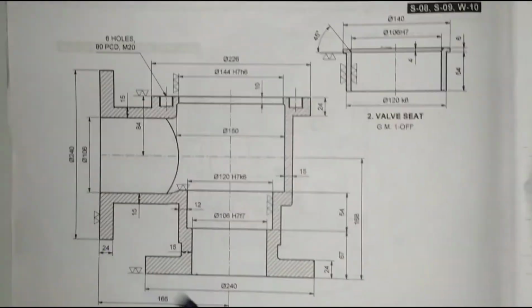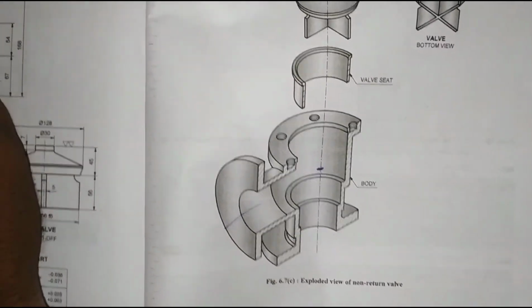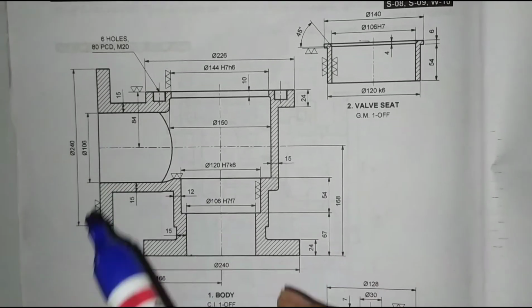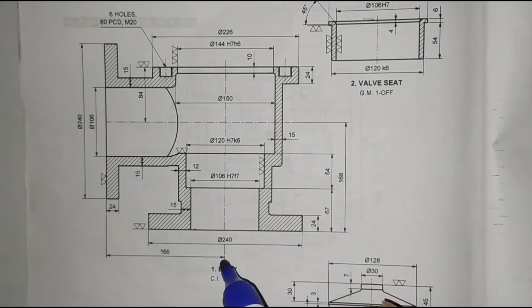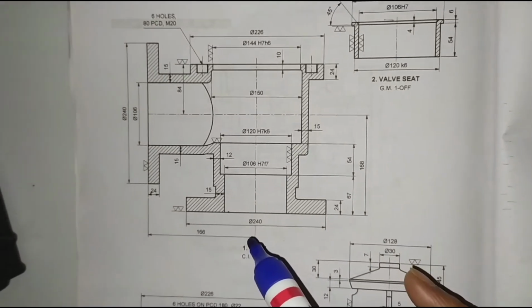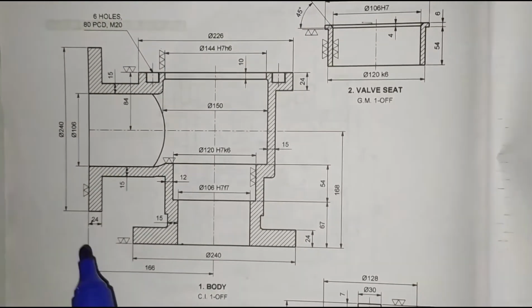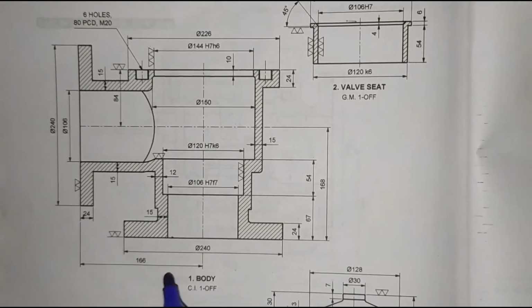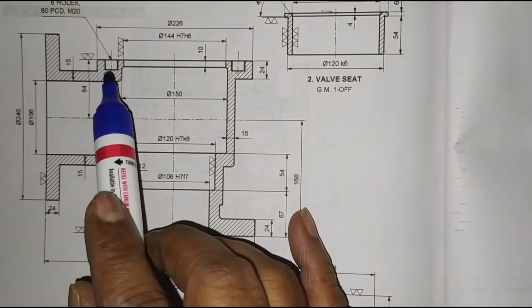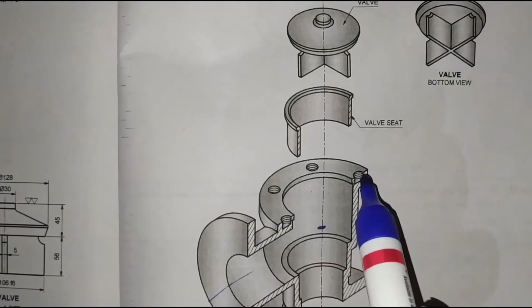Now we know the diameter. What is the outer diameter of this? That is 240 mm. What is the internal diameter? 106 mm. What is the flange distance from this? That is 166 mm. We can draw the center line. Here the holes are provided. If you look at it here, 1, 2, 3, 4, again 2.